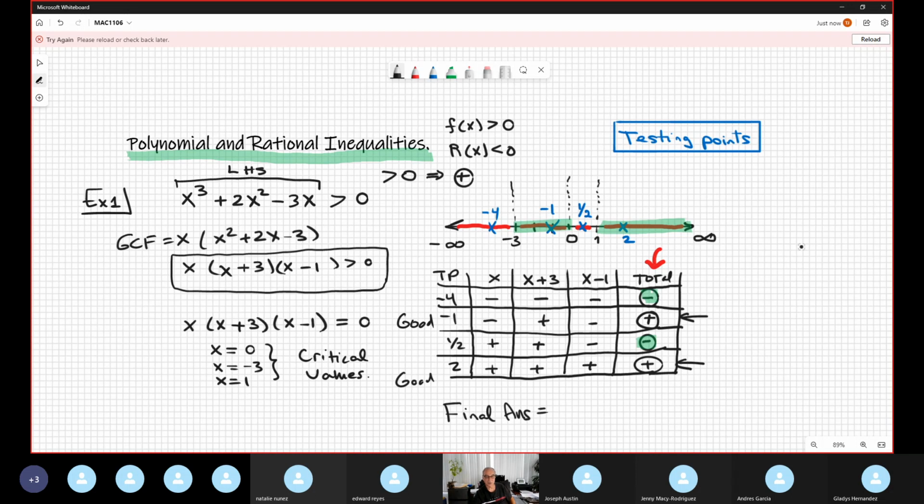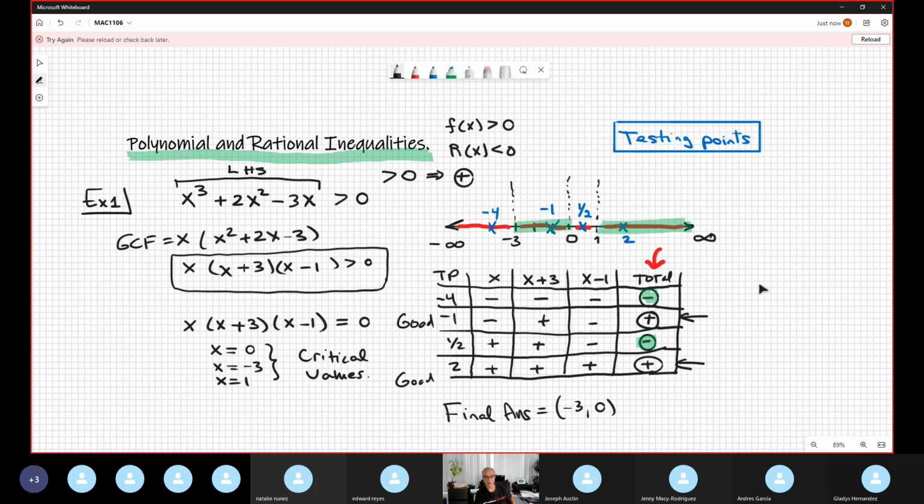Okay, it's from -3, of course, not including the endpoint, because the inequality has no equal. If it is equal, include the endpoint, but it's not equal. So the endpoint does not participate in the game. There's no solution. It's parenthesis -3, comma 0.